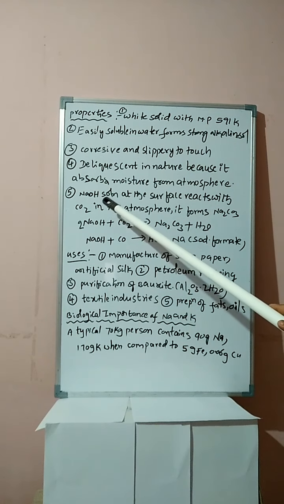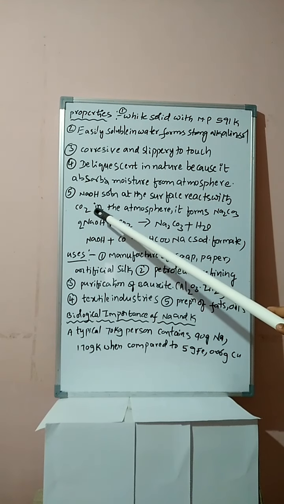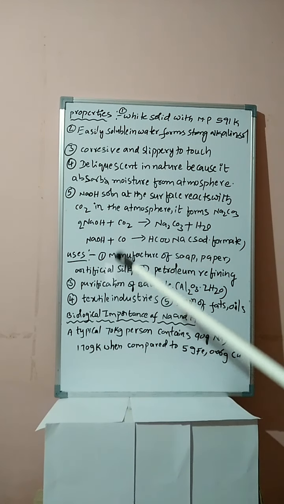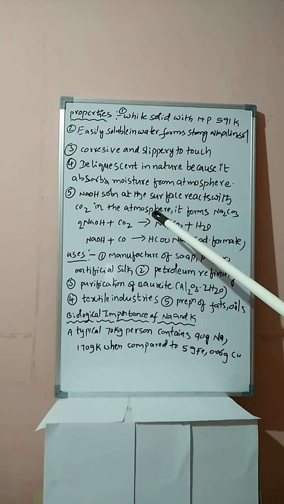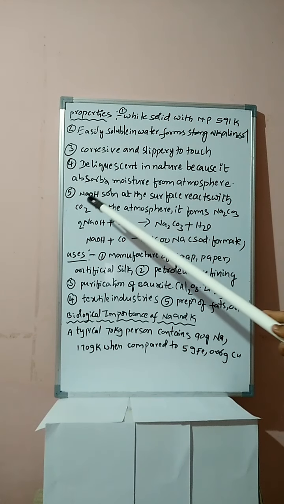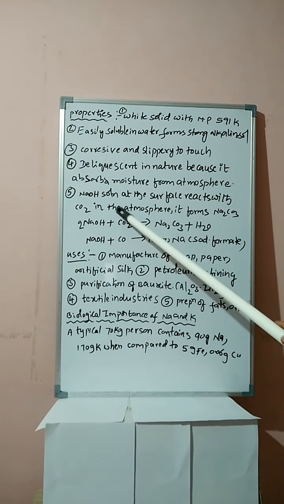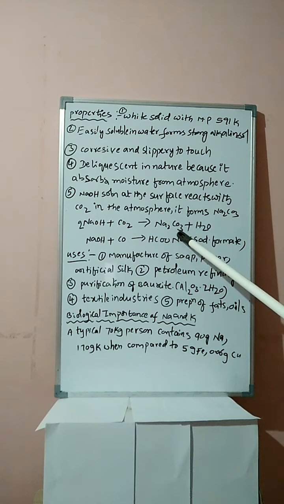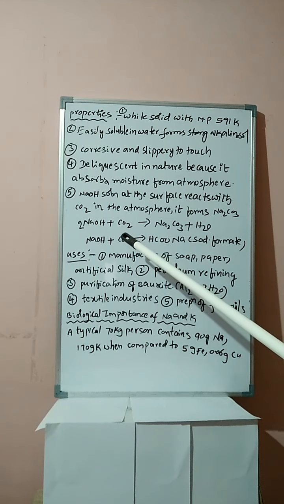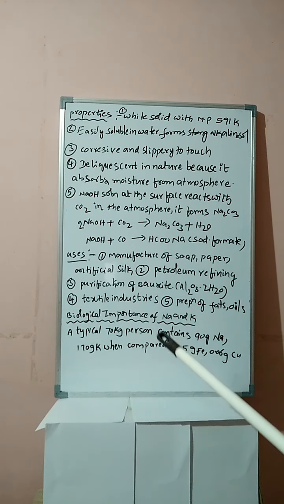Next property, students. The sodium hydroxide solution at the surface reacts with the carbon dioxide in the atmosphere. It forms sodium carbonate. The sodium hydroxide solution, which is strongly basic in nature, at the surface contains atmosphere which contains carbon dioxide. When carbon dioxide present at the surface of the beaker reacts with sodium hydroxide, it can form a small amount of sodium carbonate plus water. In examination they will ask, when sodium hydroxide reacts with carbon dioxide, what are the products formed? Sodium carbonate plus water.